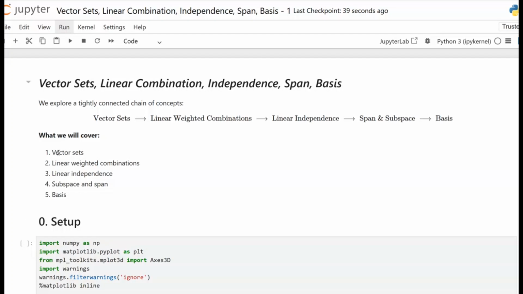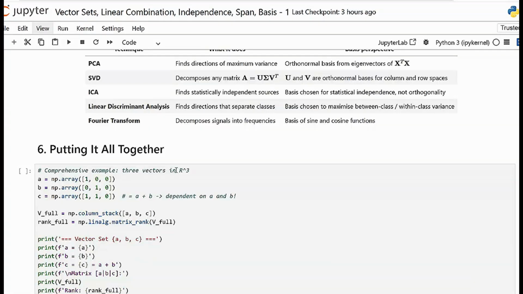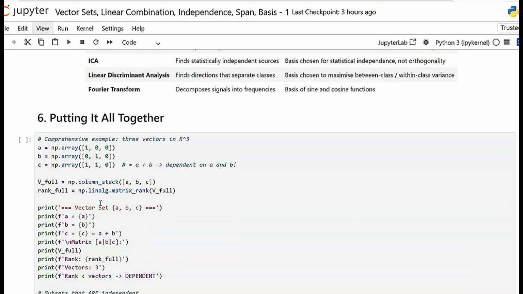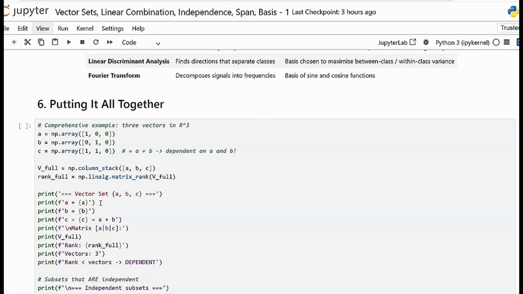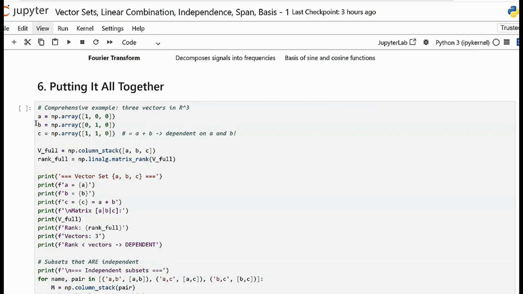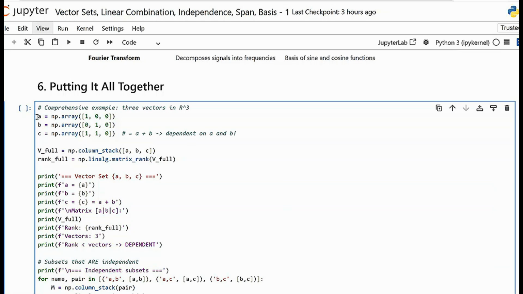So in this session, we will cover the full combination of vector set, dependency, span and basis. Kindly observe, we are going to define a vector A, which just has a point along the x1 axis. Here we are defining a point B with the x2 axis, and last but not least, here we are having a point C.